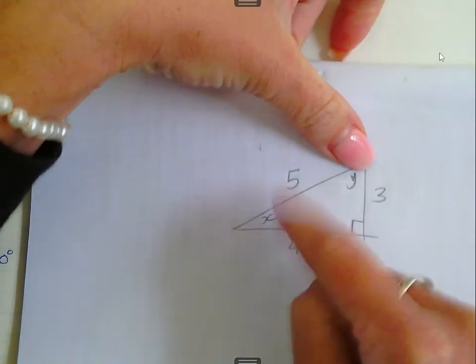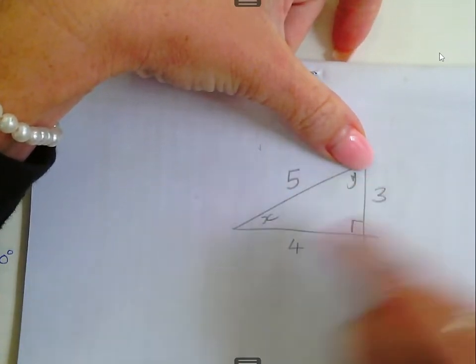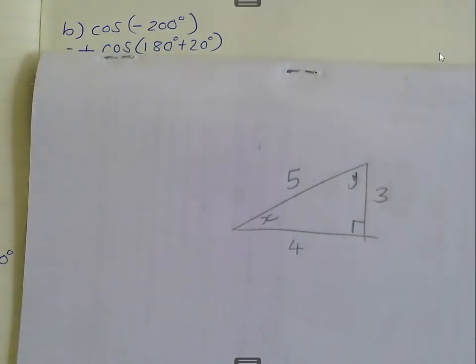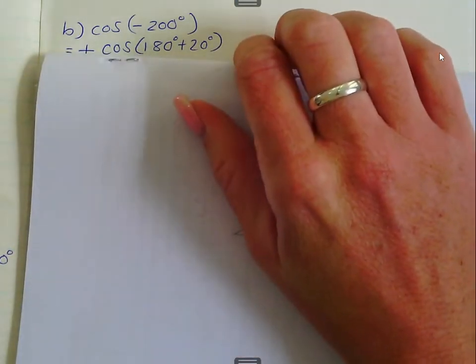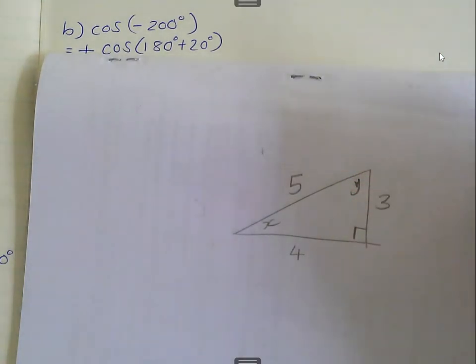Sin is opposite over hypotenuse. Cos is adjacent over hypotenuse. Tan is opposite over adjacent. So I don't need the angles. That's why you don't need a calculator, because we're going to calculate the lengths of the sides. But what makes this difficult is that we don't have the side lengths.